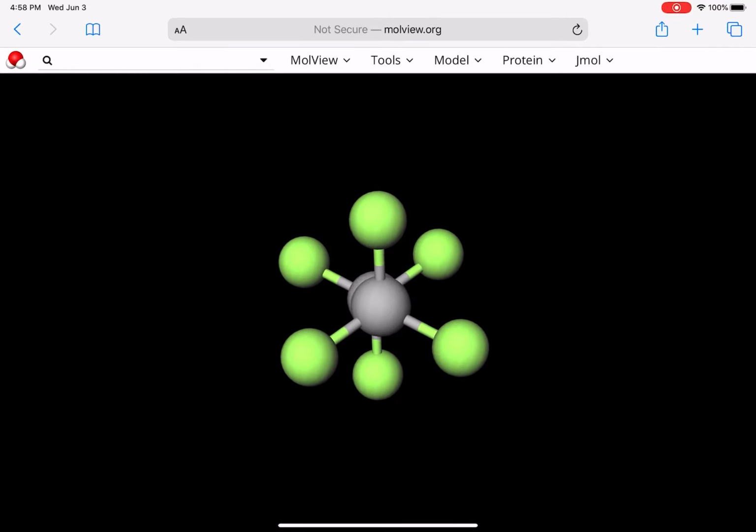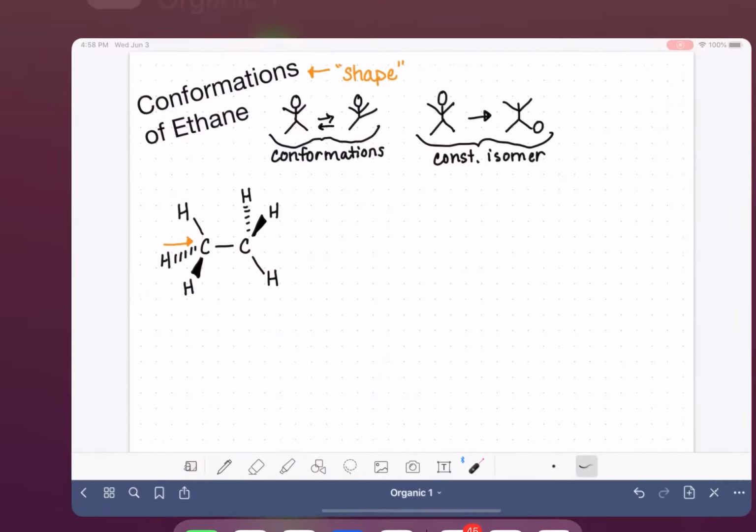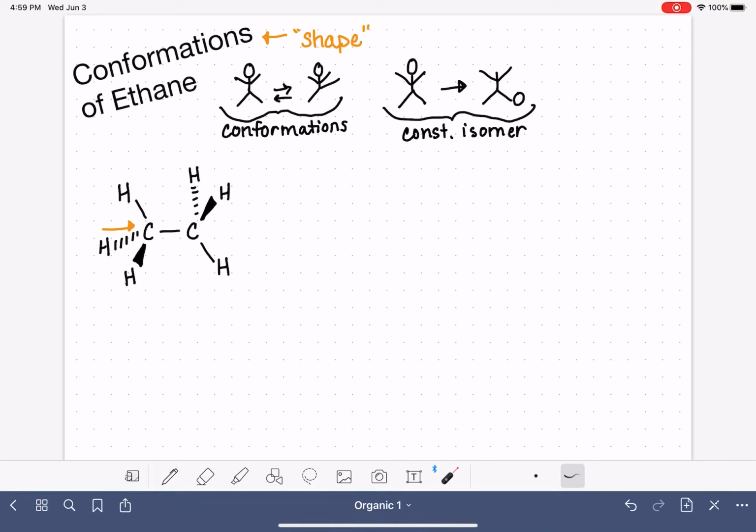Like, see how I've got the carbon atoms really lining themselves up. And this is what we're going to draw. This is the Newman projection for this molecule. So we're going to draw the Newman projection over here.